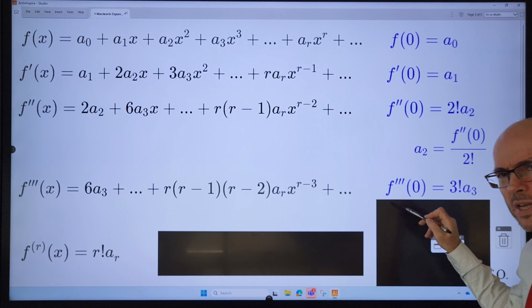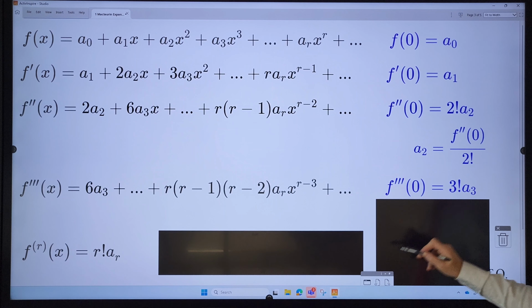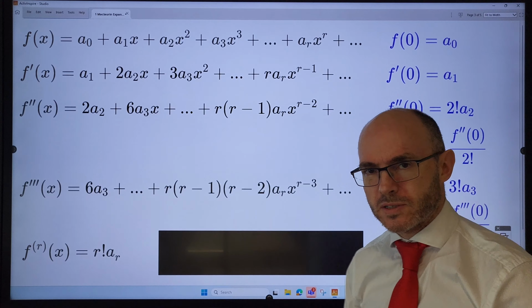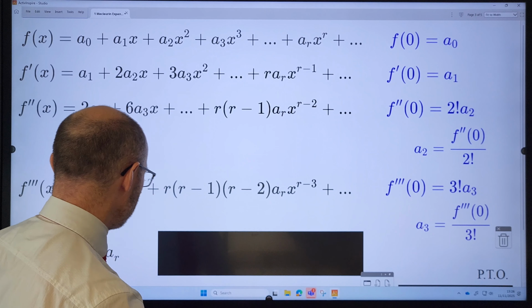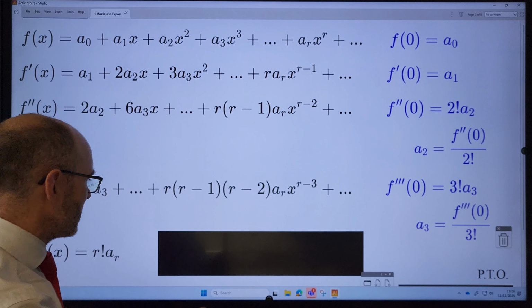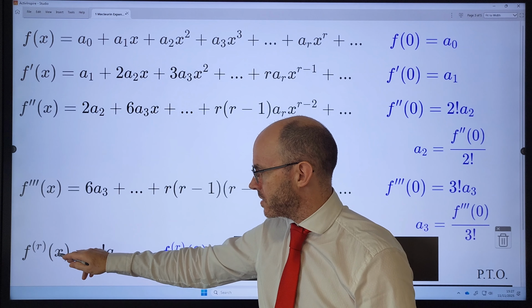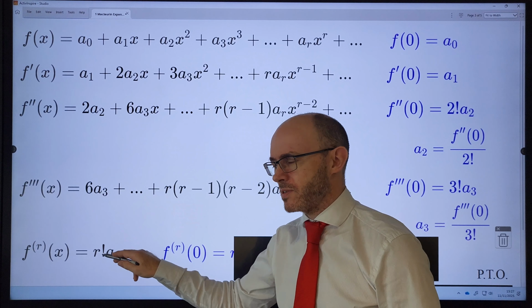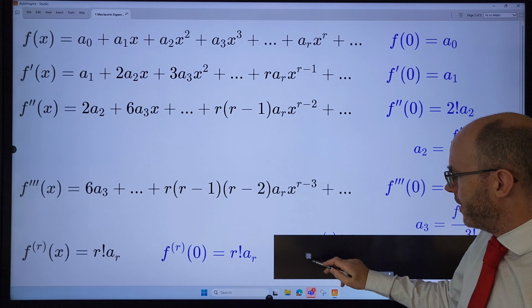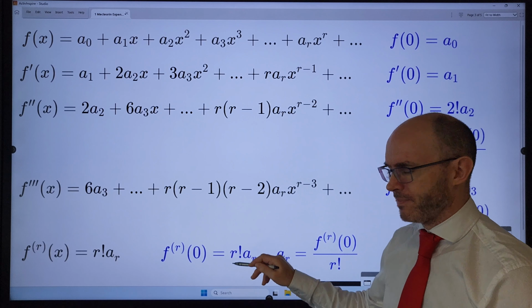So f triple dash 0 is equal to 3 factorial a3. And then if I rearrange that, making a3 the subject, I've got this there. And then for the rth derivative, I'm just going to end up with the result that f r of 0, the rth derivative when x equals 0, is just going to be the same. There's no x term there. So r factorial ar. Okay? Rearrange that, ar is going to be this over that.